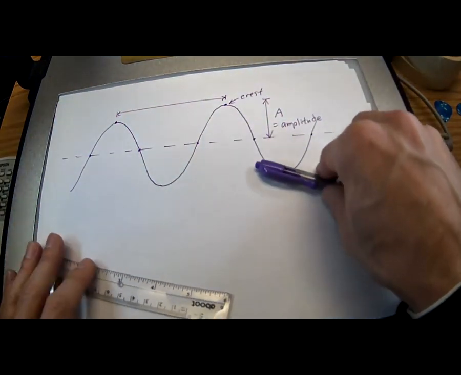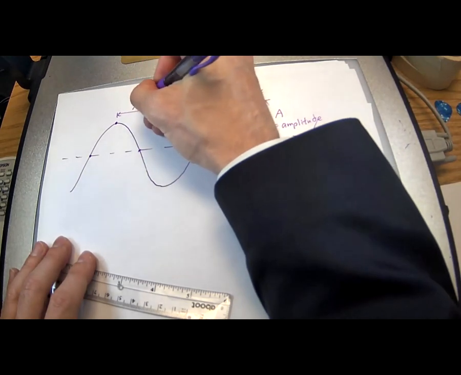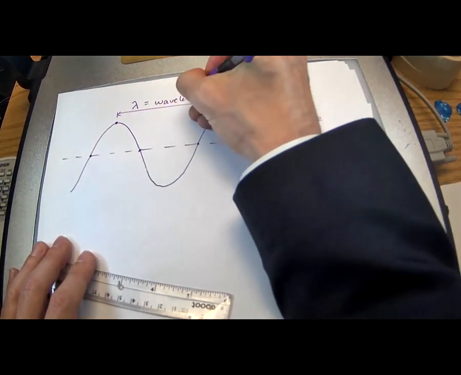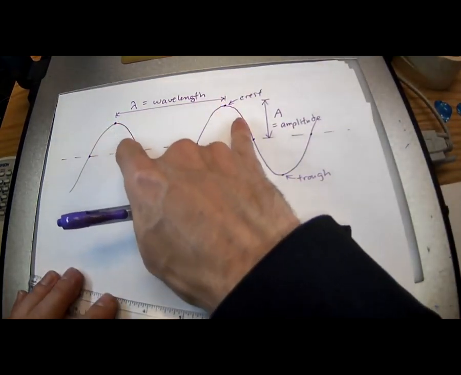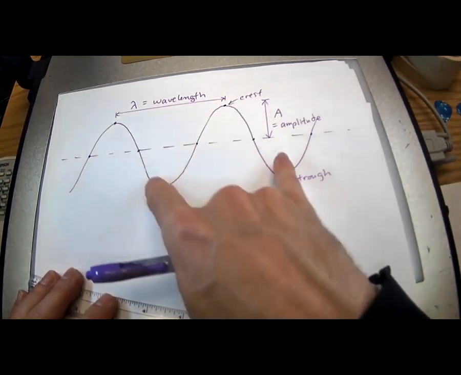That distance, crest to crest, is called one wavelength. That's represented with the Greek letter lambda, one wavelength. Now, you don't have to measure crest to crest. You can measure trough to trough. You guys see that would be the same distance. Right? That's 3 meters. That's 3 meters.